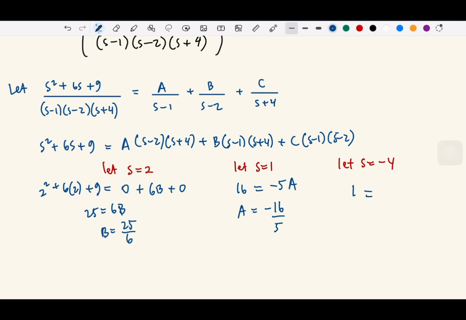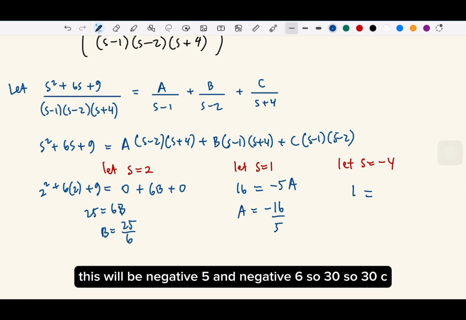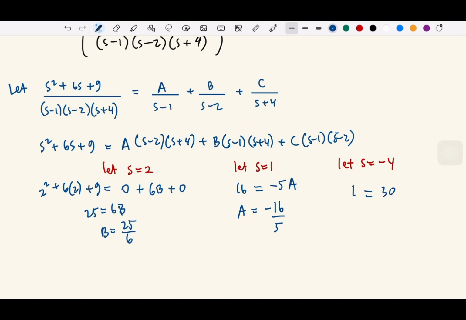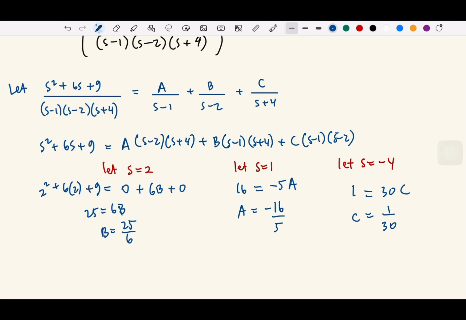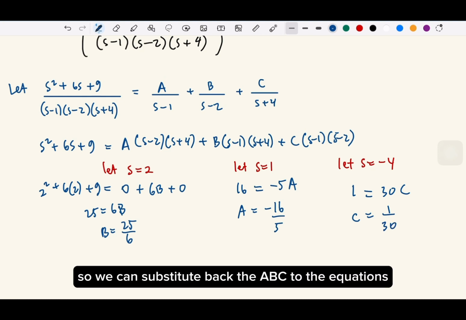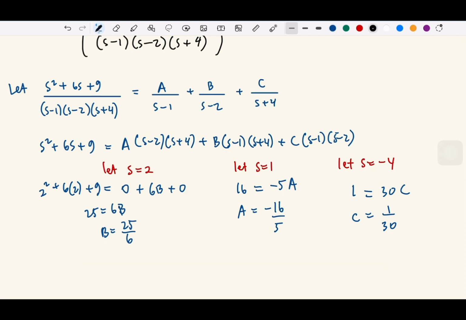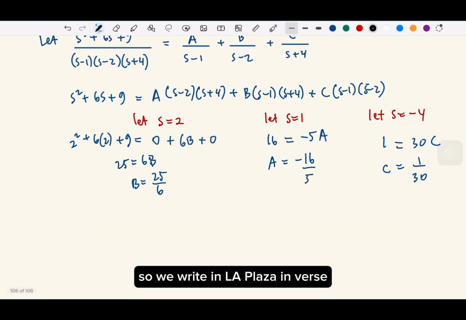Equal. Negative 4, 0, 0. This will be negative 5, and negative 6, so 30. So 30C. So C is 1 over 30. So we can substitute back the A, B, C to the equation. So we write in Laplace inverse.